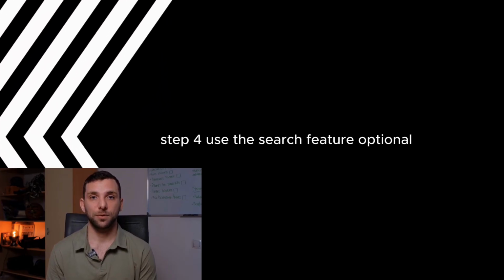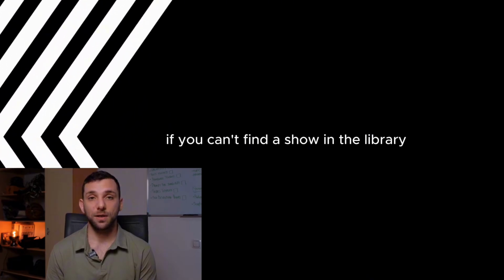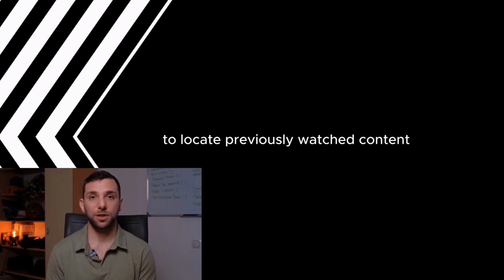Step 4. Use the search feature, optional. If you can't find a show in the library, use the search bar at the top. Enter the title of the show or movie to locate previously watched content.